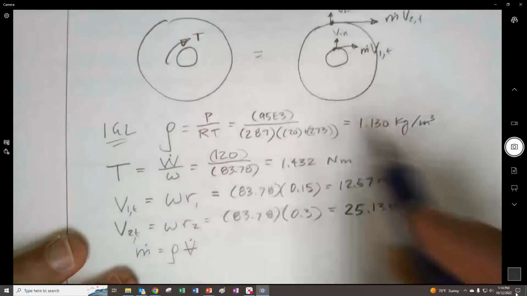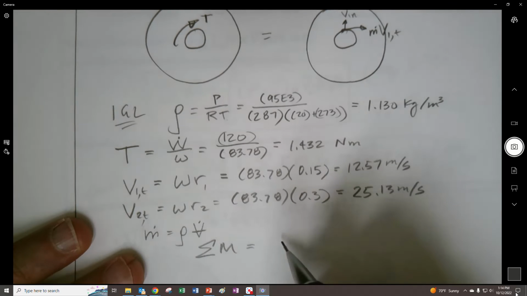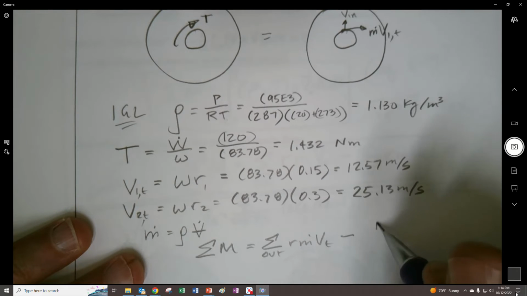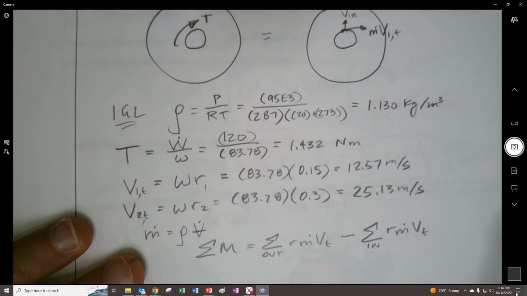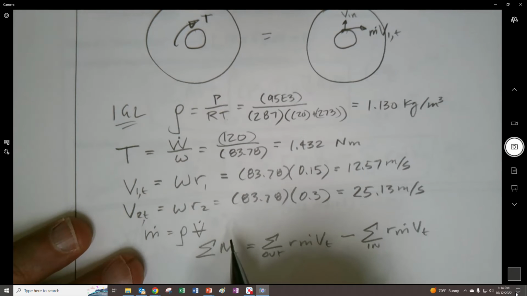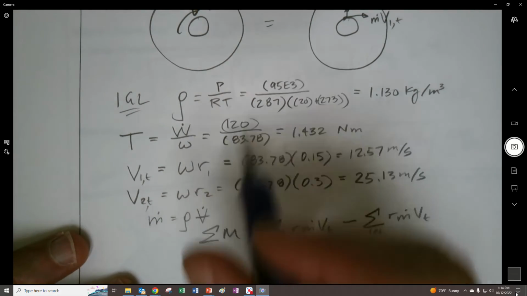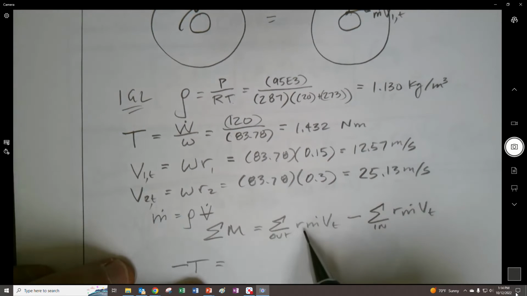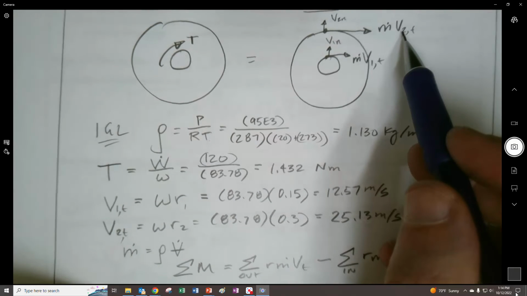So up above, taking a look here, we could write out our main equations. The sum of the moments is going to be the sum of the outlets, R m dot V, minus the inlet, R m dot VT, right? We could also use Euler's turbine equation. So up above, we see that's a negative torque. And here, for the outlet, we're also going in the negative direction, so we could go with that.